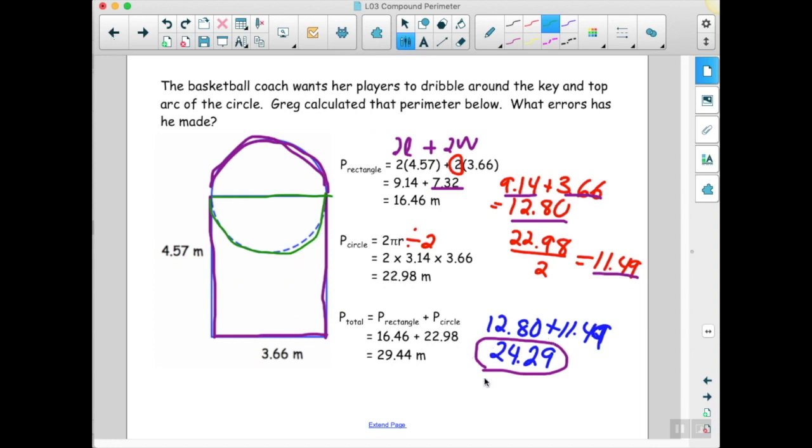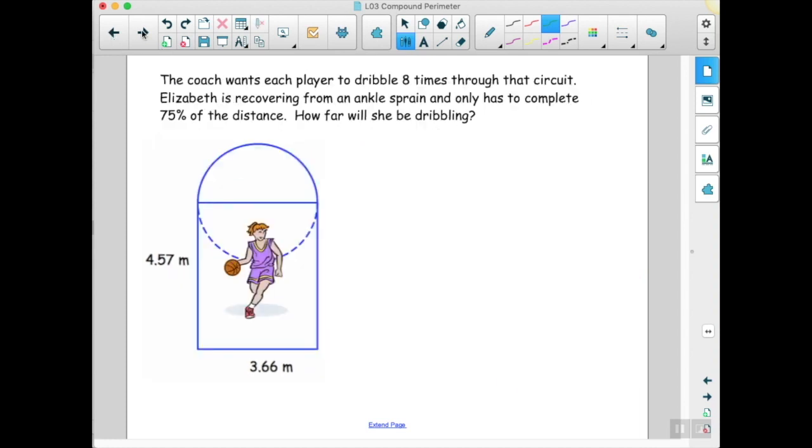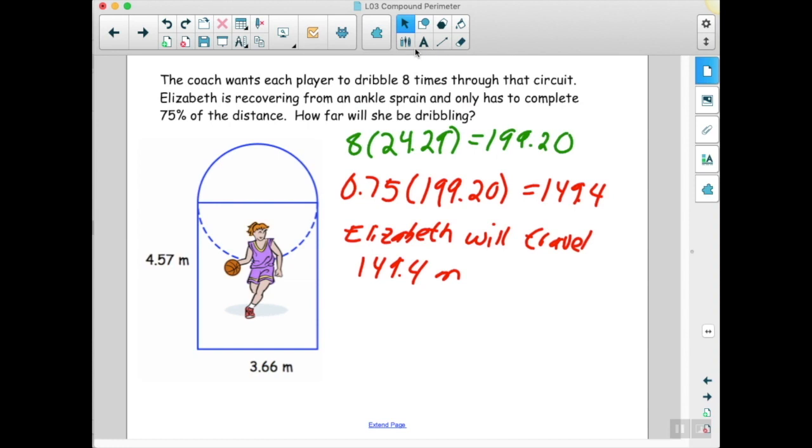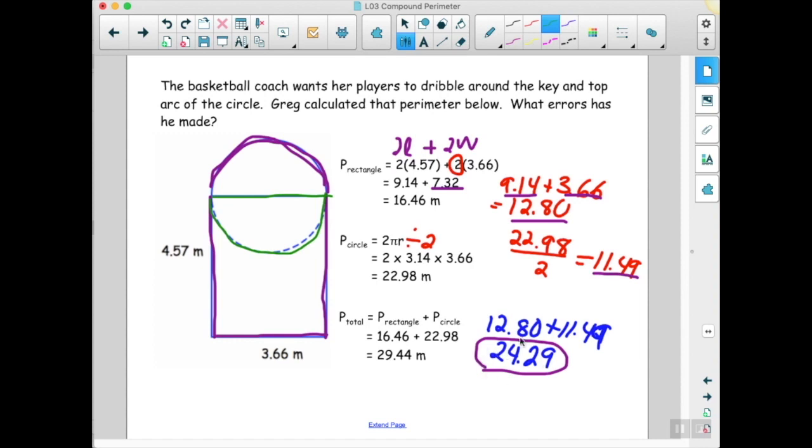So if we've determined now that this is the total perimeter, the total distance that you're going to travel when dribbling around the key, a coach wants the players to go around this 8 times, but Elizabeth is recovering from an ankle sprain, so she only has to do 75% of that distance. How far will she be dribbling? Now, I'm going to pause so that you can think about it, and I'm also going to be thinking about it. Okay, we're back to discuss how this one would be solved. Again, from this slide here, we've determined that just to go all the way around the perimeter, the outside of the key there, and across the top, that was 24.29.